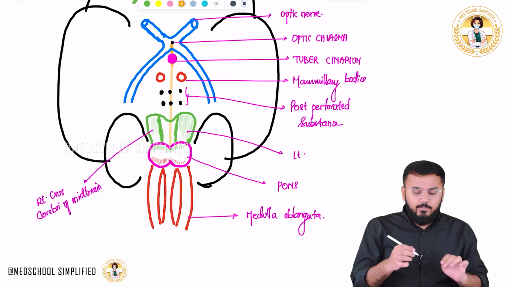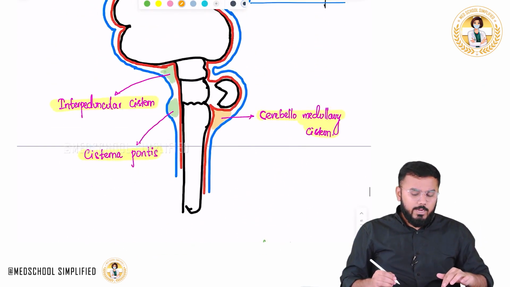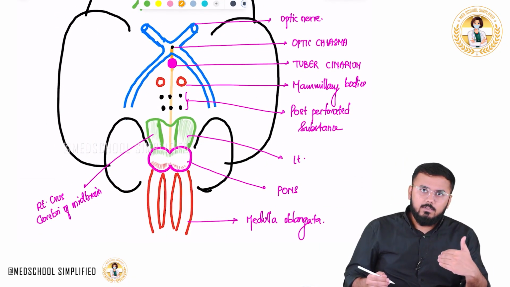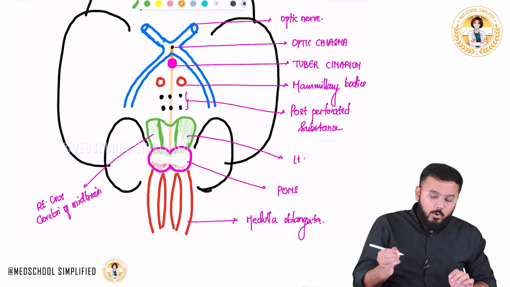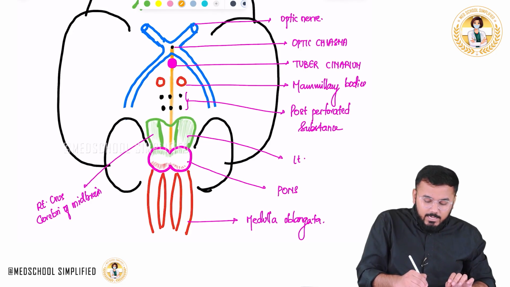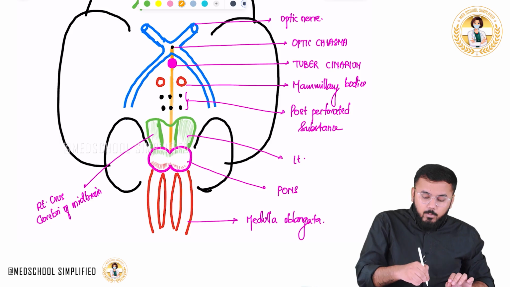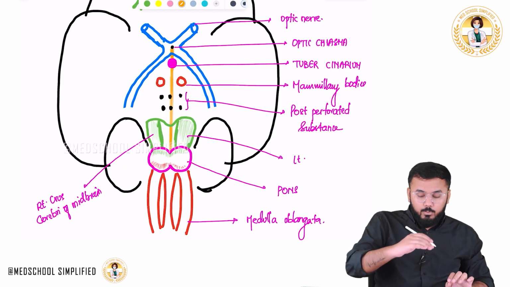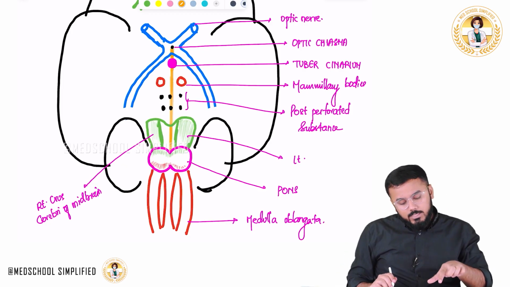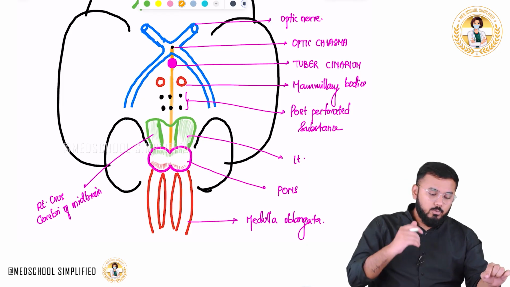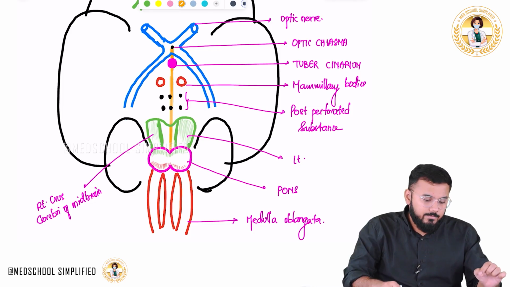If you look at this particular interpeduncular cistern, it starts from the midpoint of optic chiasm and extends down, in the midline, till the midpoint of the superior surface of the pons. So this particular thing, whatever I have drawn here, is the interpeduncular fossa.